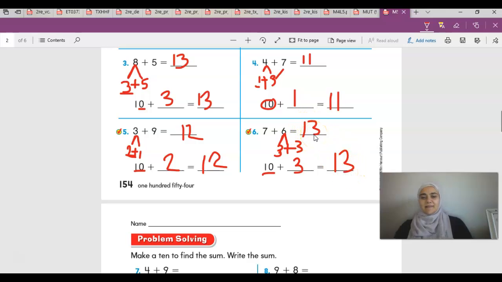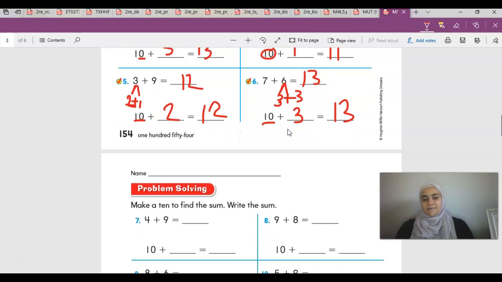And we can check that by saying, okay, 6 plus 6 is 12. We know that. And 7 is 1 more than 6. So I need to do 1 more than 12, which is 13. That's another way to think about it.